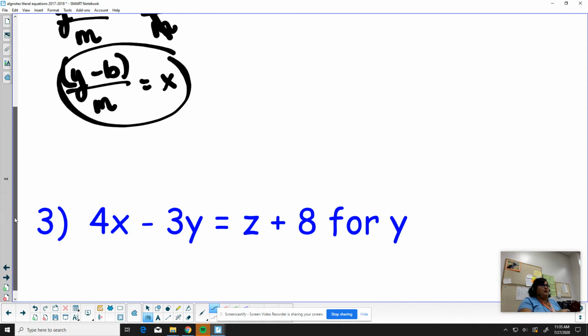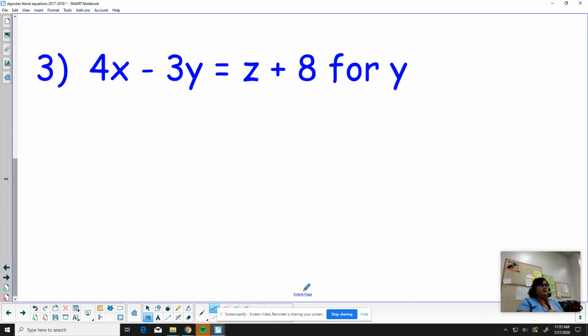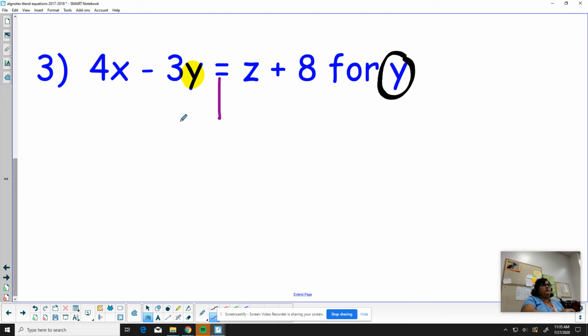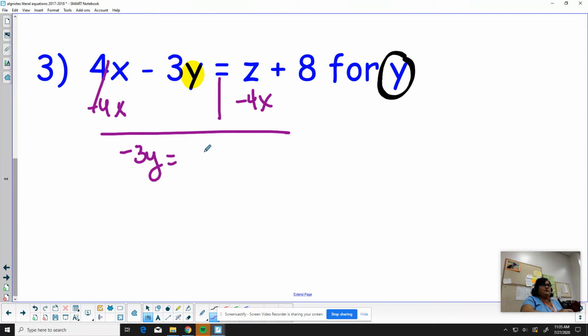Okay, down here we've got 3 variables instead of 2, but it is the same thing. This time I'm solving for y, so I want y alone. So I'm going to be moving things away from y. Constants, variables. All right, so first thing I could add or subtract away would be this 4x right here. So I'm going to subtract 4x on both sides. Those are going to cancel. Negative 3y drops. And we have z plus 8 minus 4x.